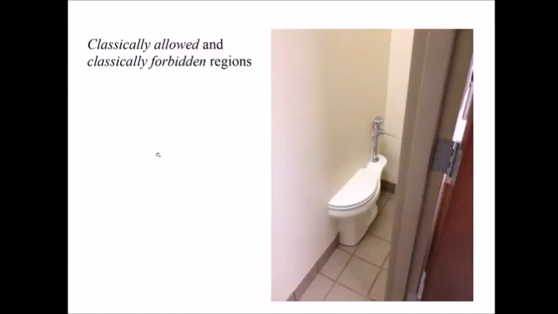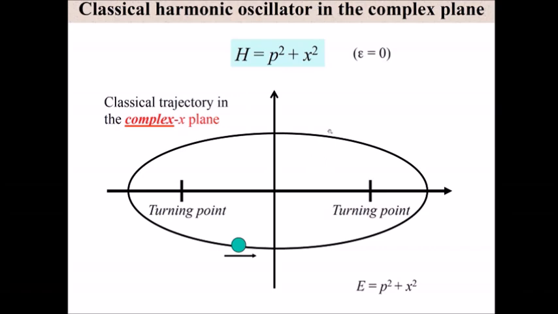In fact, if you need to explain this to somebody, this is the classically allowed region, and you can't see the classically forbidden region over here, okay? But we can ask, what about the classical harmonic oscillator in the complex plane? This is the complex plane now, and we were talking about the particle going back and forth between the turning points.